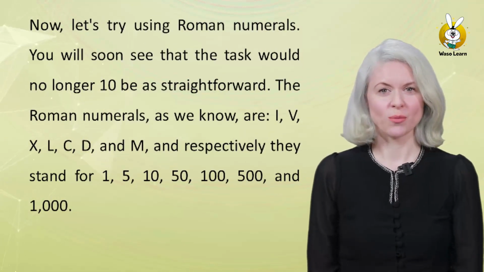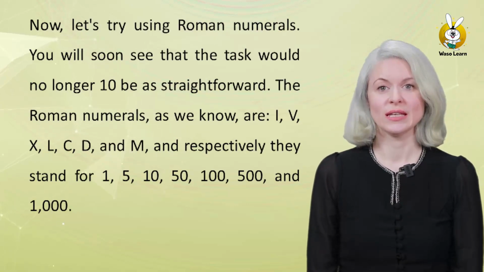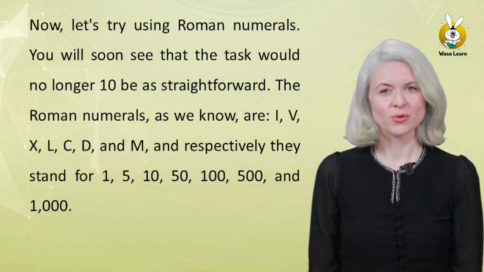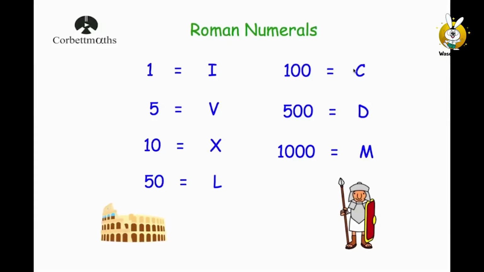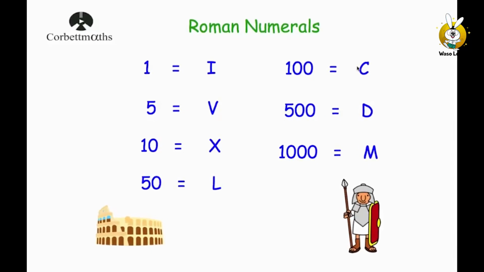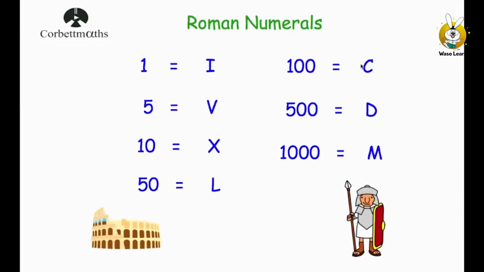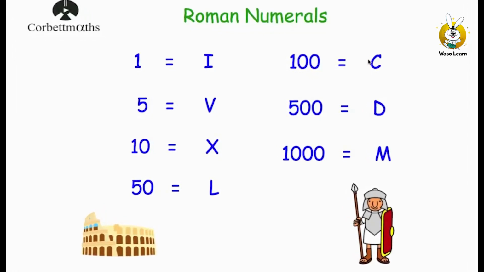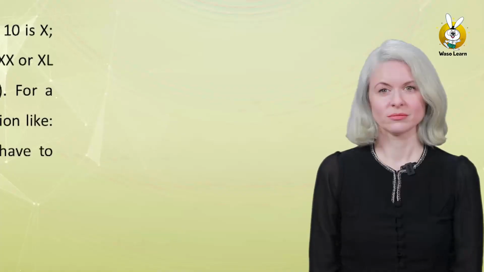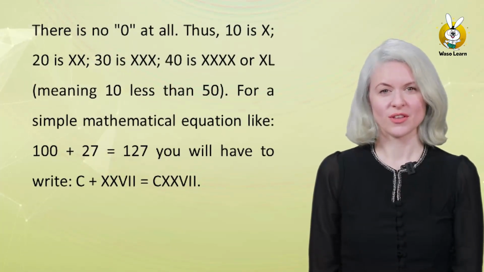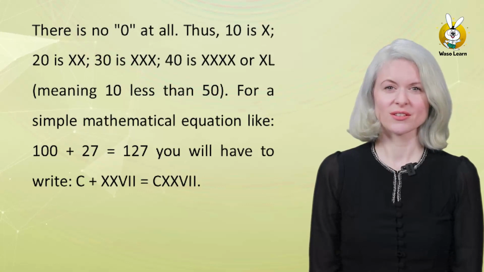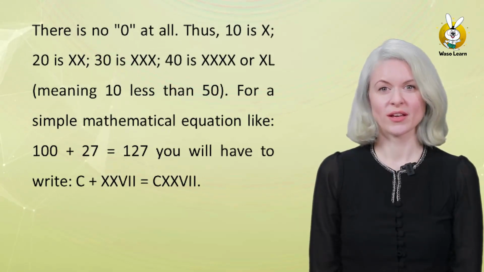Now let's try using Roman numerals. You will soon see that the task would no longer be as straightforward. The Roman numerals, as we know, are I, V, X, L, C, D and M, and respectively they stand for 1, 5, 10, 50, 100, 500 and 1000. There is no 0 at all. Thus 10 is X, 20 is XX, 30 is XXX, 40 is XXXX or XL, meaning 10 less than 50.